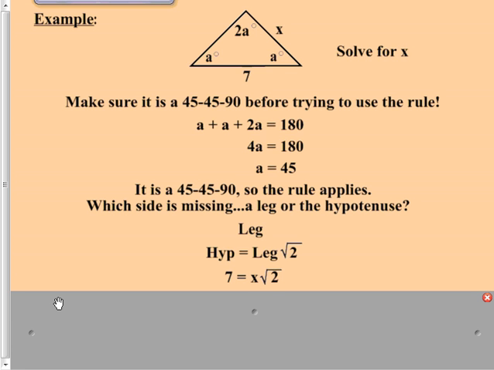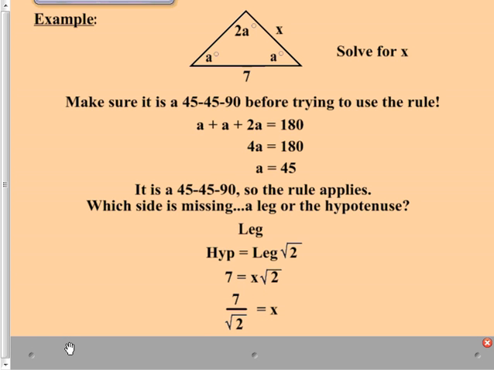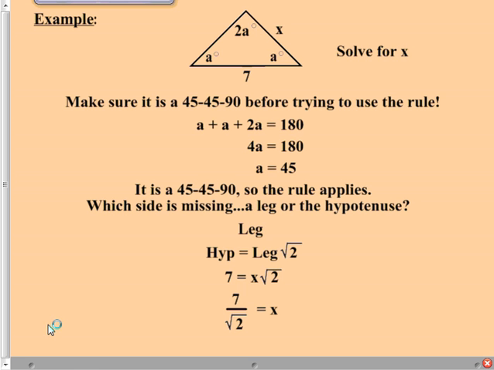Now this develops a little bit of a different problem for us. We want to isolate our x. x is being multiplied by the square root of 2. So to undo that, we would divide both sides by the square root of 2. That would give us 7 divided by the square root of 2. Well, a little bit of a new problem pops up.